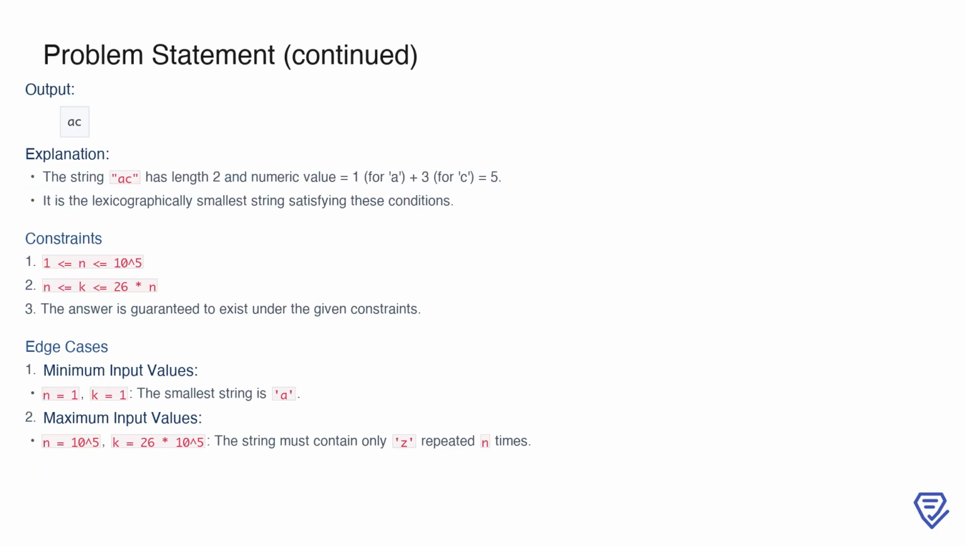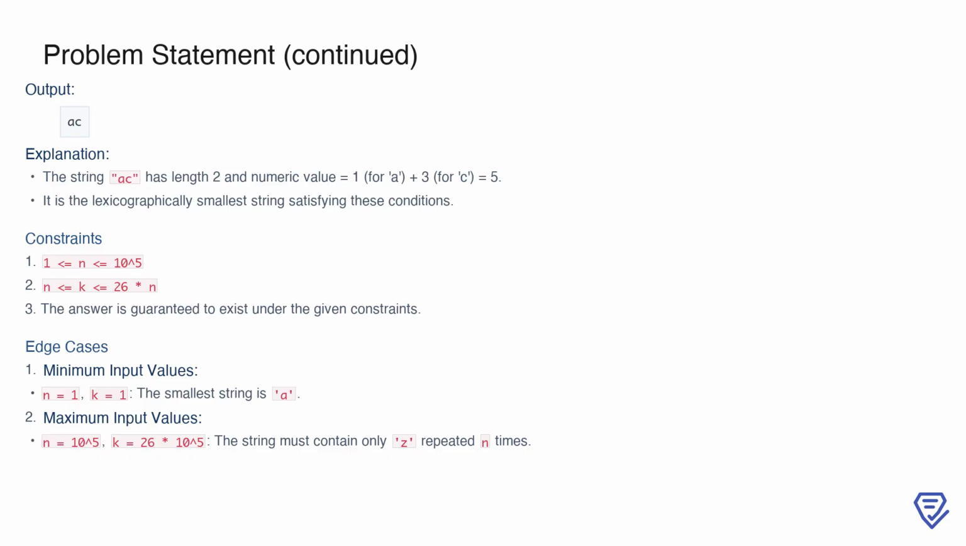The constraints for the problem ensure that a solution always exists. Specifically, n is at least 1 and at most 100,000, while k is at least n and at most 26 times n. This means that the smallest possible numeric value of the string is achieved when all characters are a, and the largest possible numeric value occurs when all characters are z.